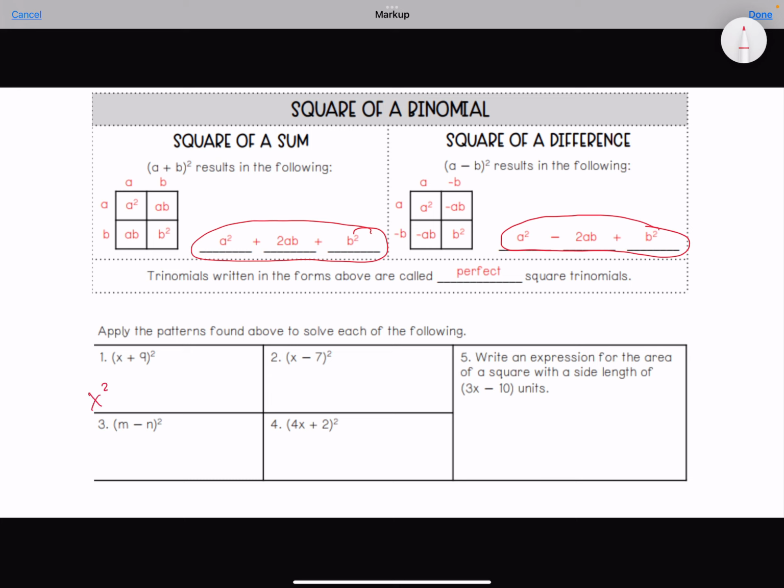I square the first term. I square the last term. And then I multiply the first and the last term, so x times 9 is 9x, and then I multiply by 2. Same thing here. I square my first term, I square my second term. I multiply the two terms, so negative 7 times x is negative 7x, and I multiply that by 2, so negative 7 times 2 is negative 14x.